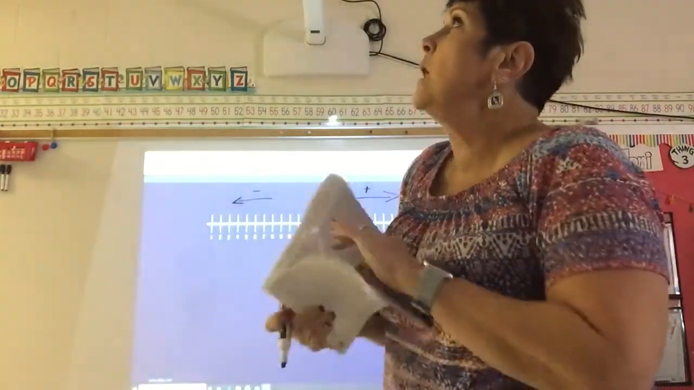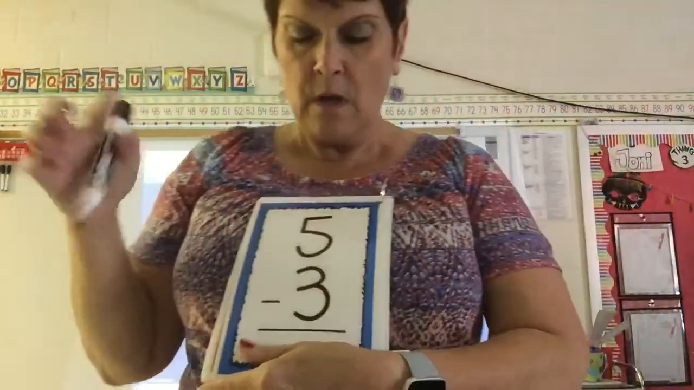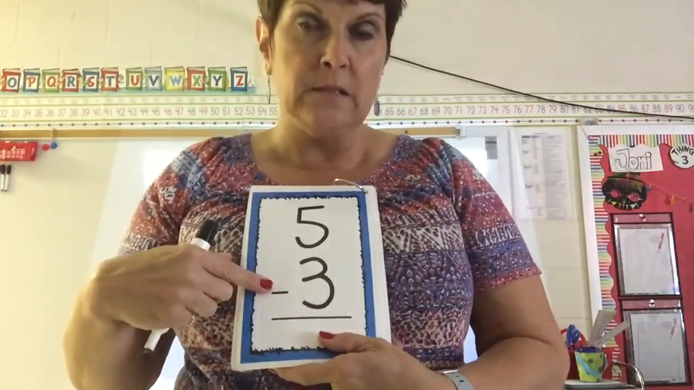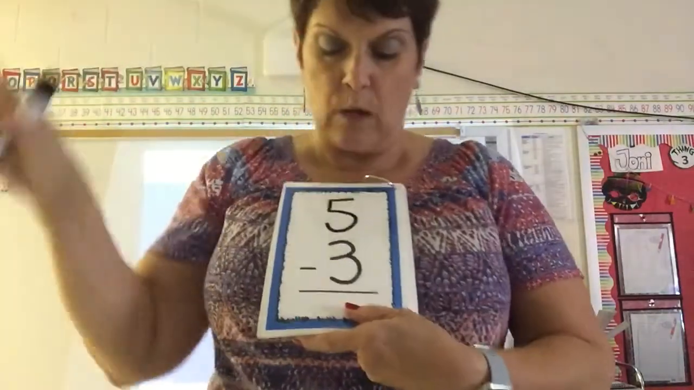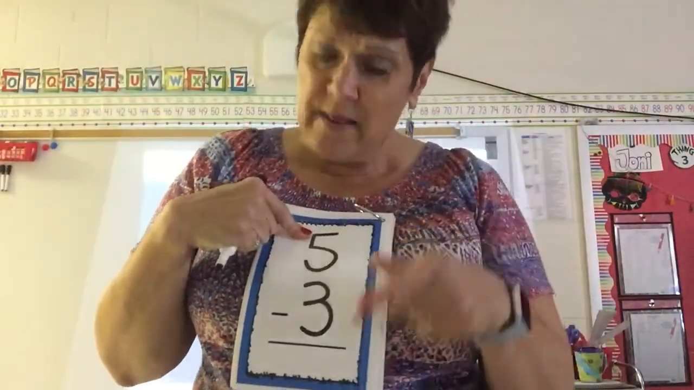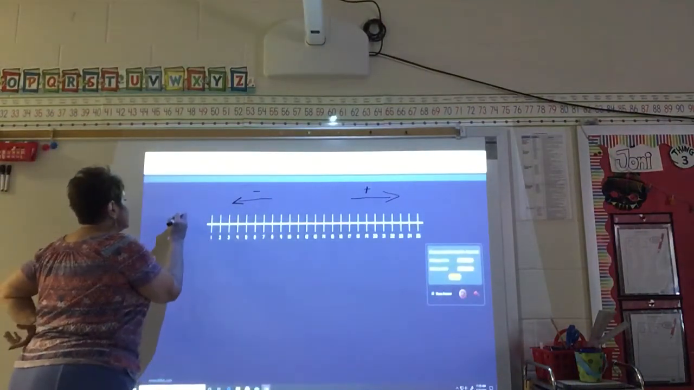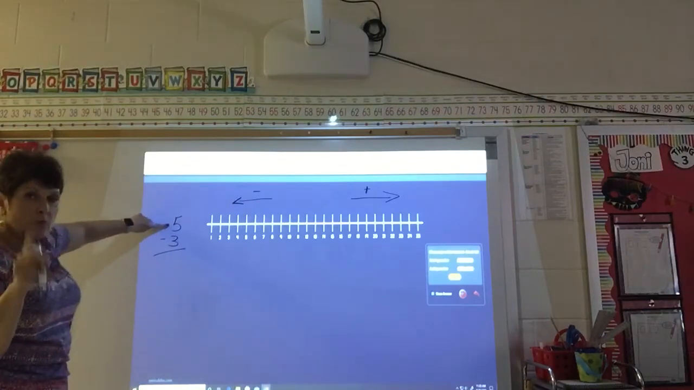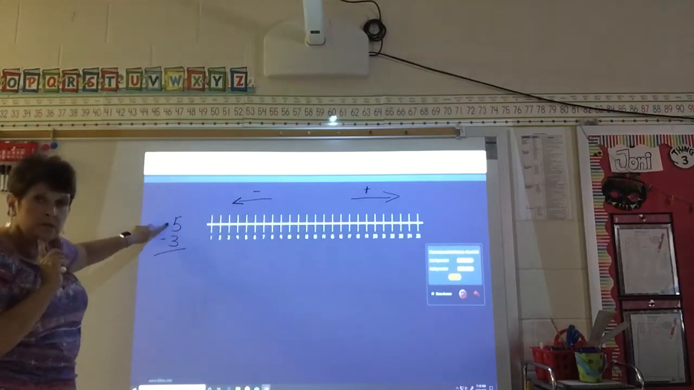So let's see. I'm going to thumb through, not looking, and oh my goodness. I know you all can do this one. 5 minus 3. Now this minus sign means take away or less. You're going to count backwards and go less. But when we read our math problem, we say 5 minus 3. So let's write that down. 5 minus 3. So I'm going to start with the number on top. So here I am. And that is the number 5.